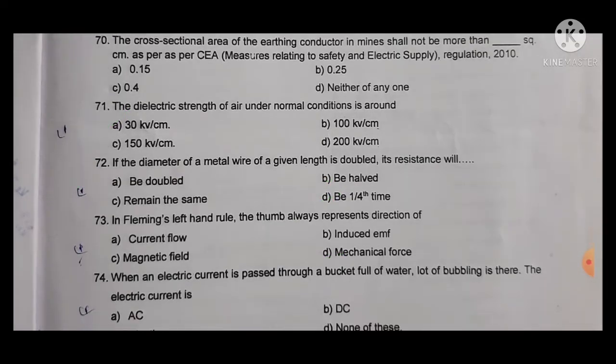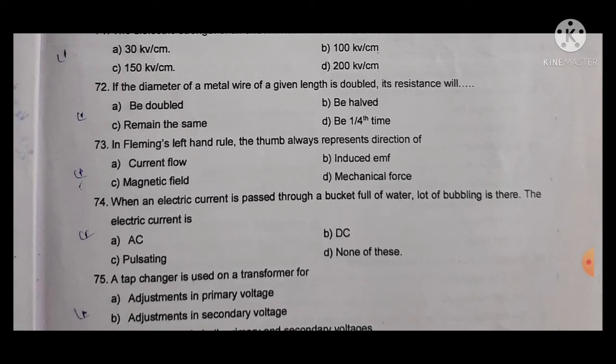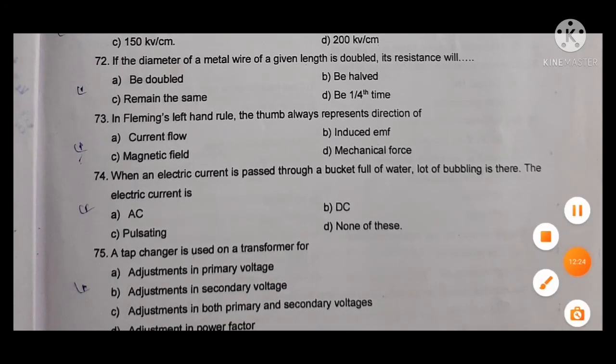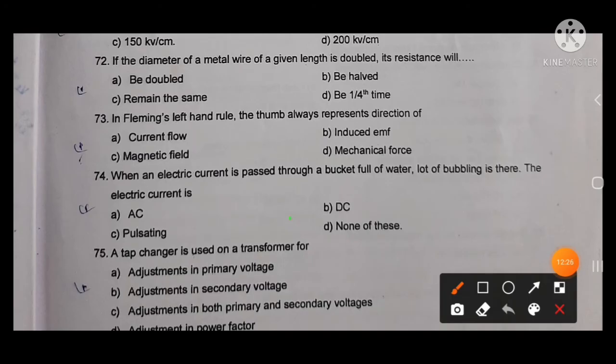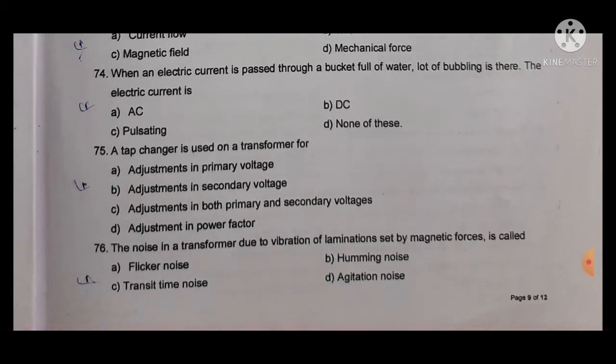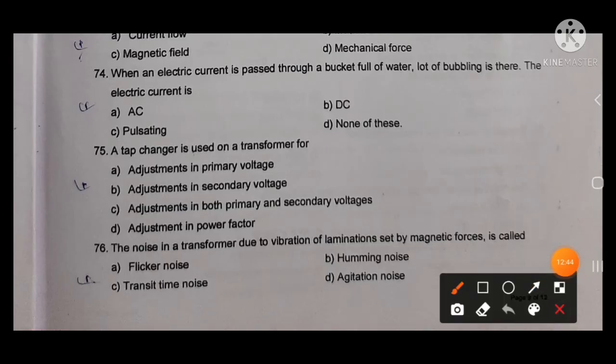Next, when an electric current is passed through a bucket of water and bubbling occurs, the electric current is DC, because in DC there are positive and negative terminals. So bubbling forms. A tap changer is used on a transformer for adjustment of the secondary voltage. The noise in a transformer due to vibration of laminations, set by magnetic forces, is called humming noise.